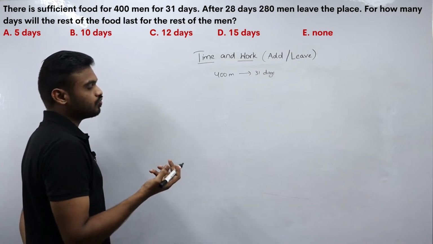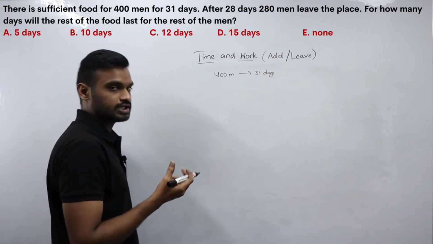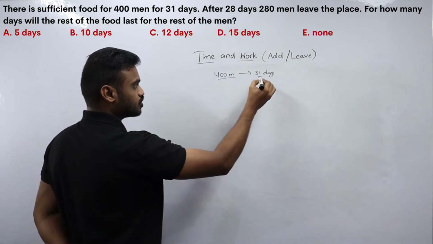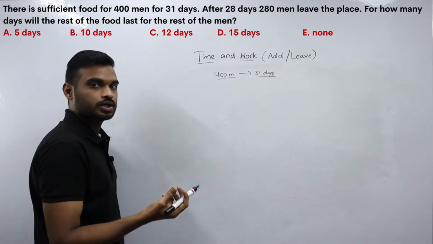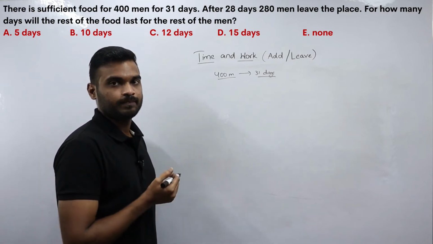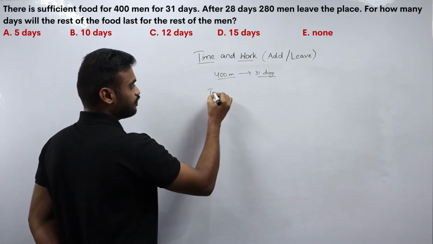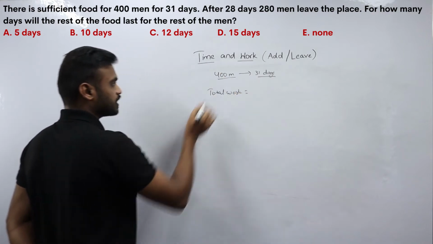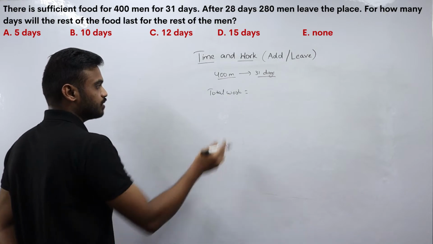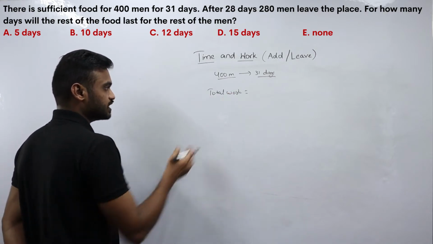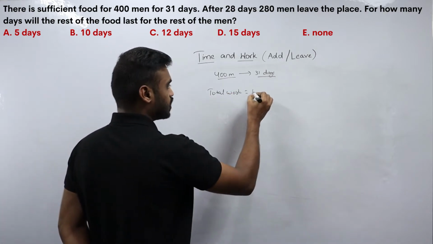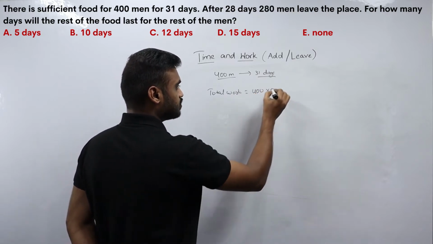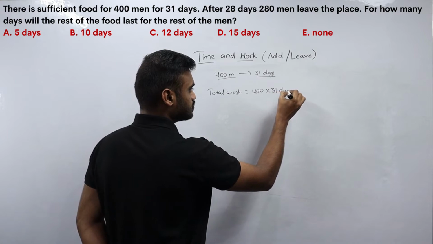So we don't know what the total amount of work to be done is, that is the food actually. We have the total number of persons here and also the total time taken by them to complete the work, but we don't know the total amount of work. So to find the total work, we can multiply the total number of persons into the total time taken by them. So we can come to know the total amount of work to be done, that is the food here.